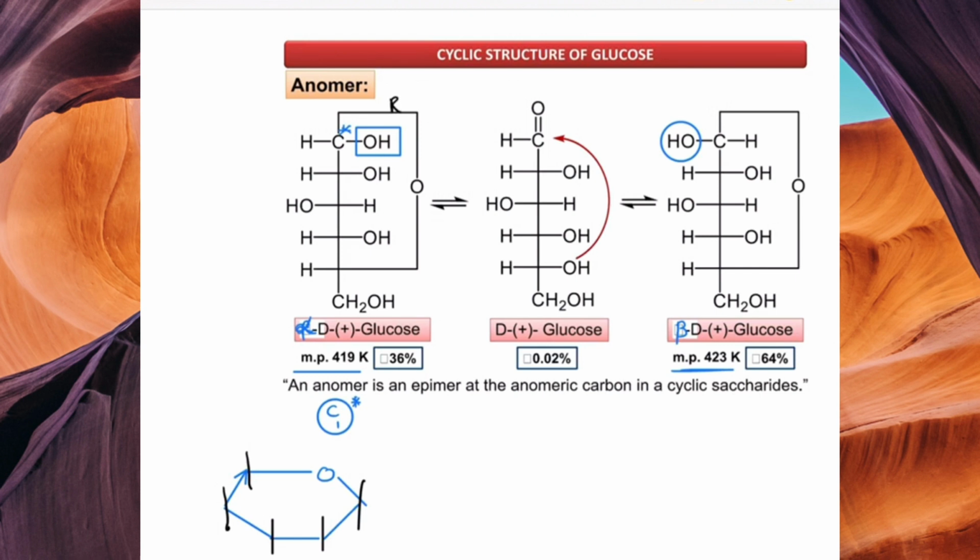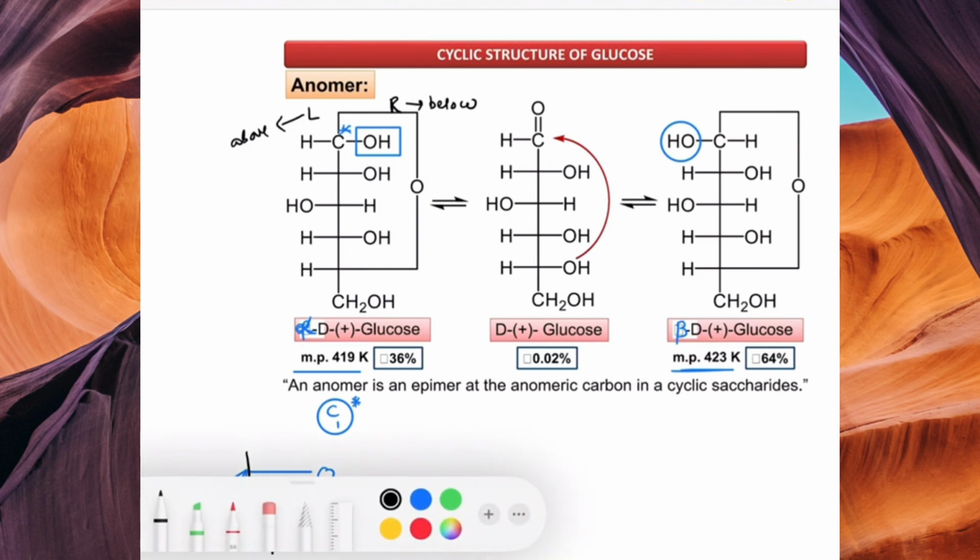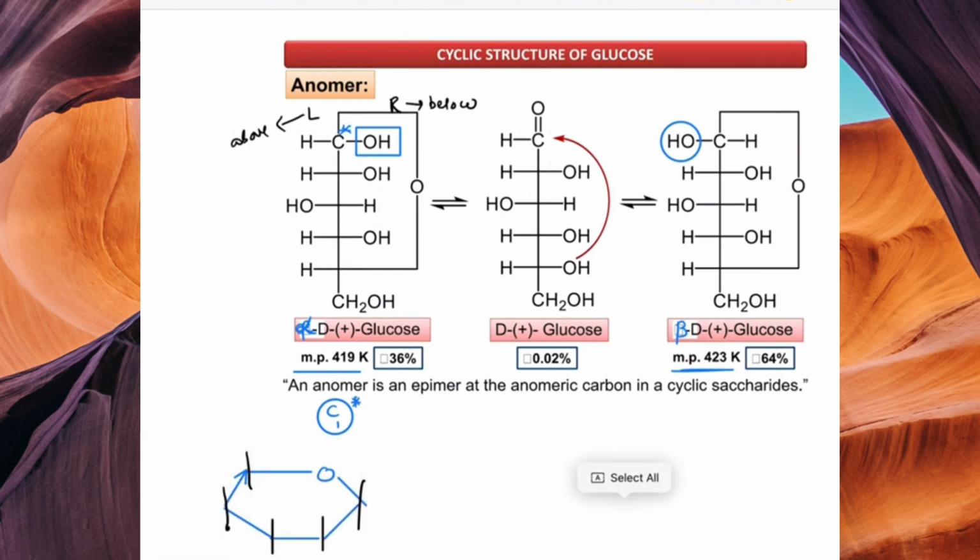The groups which are present on the right side, the groups which are present on the left side. Right side groups we always write below. This structure we are calling Haworth structure. Left side groups we always write above. Right side below, left side above. First I am writing this.